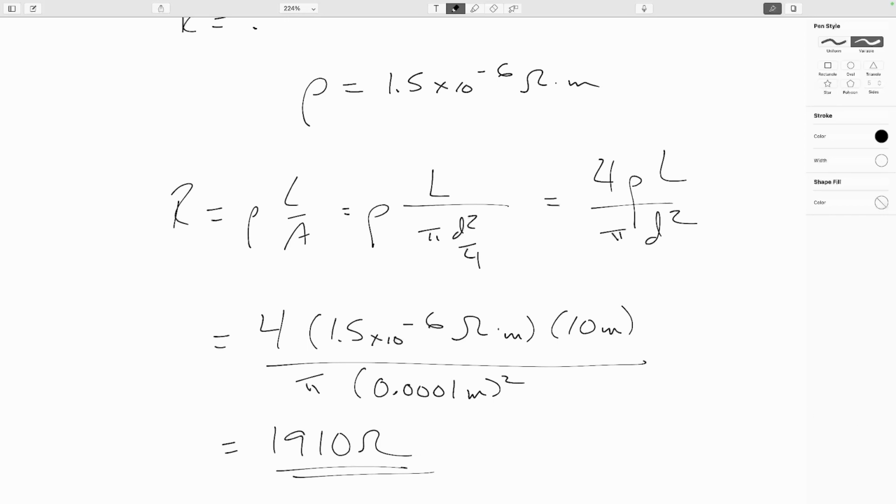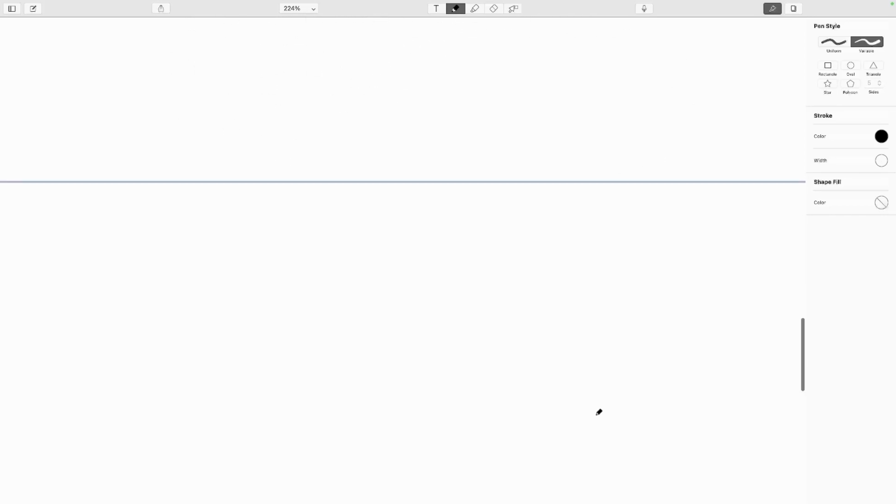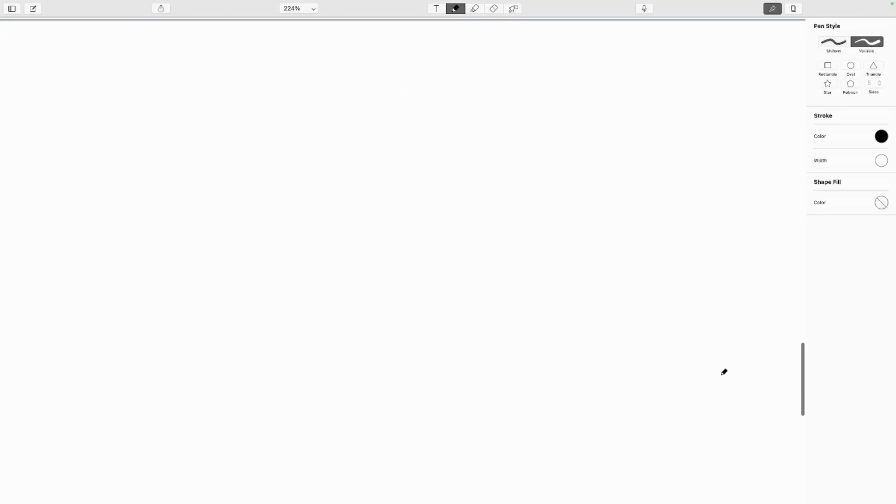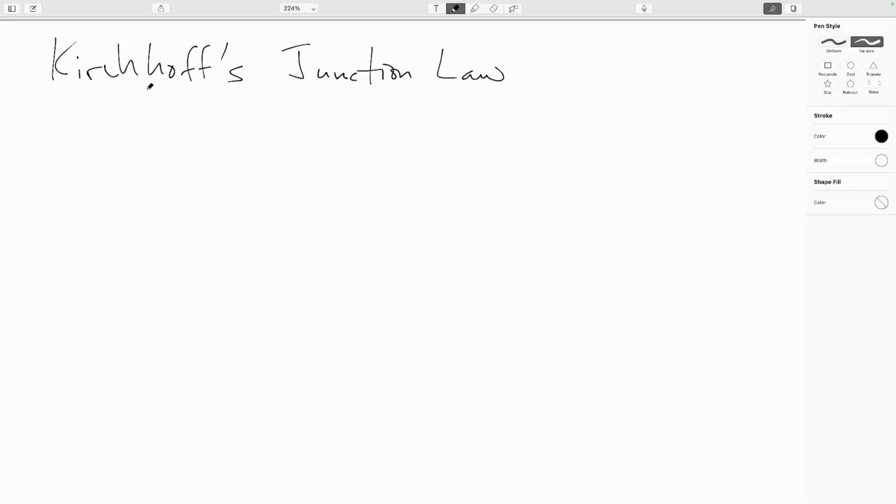Okay, I'm going to finish this out with one other thought, which we'll do more with later, but I kind of need to introduce it now for some stuff. So I'm going to finish off by introducing Kirchhoff's junction law. He will also have a loop law that we'll run into later.